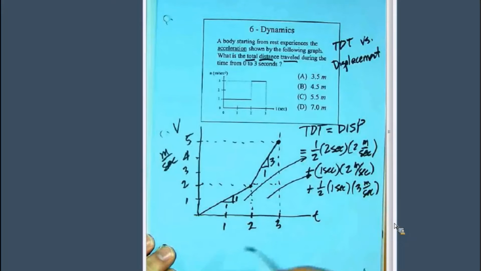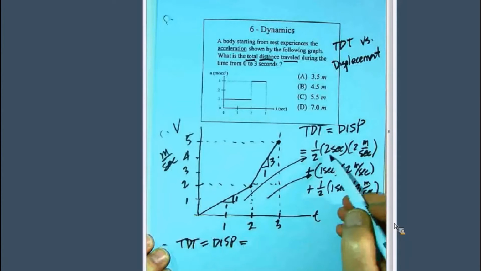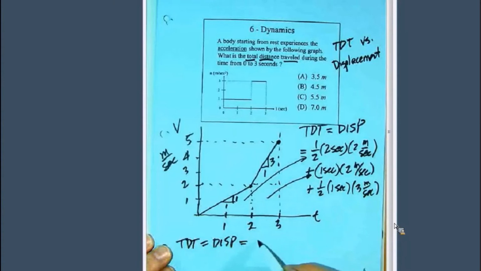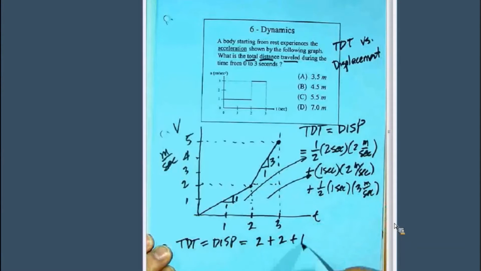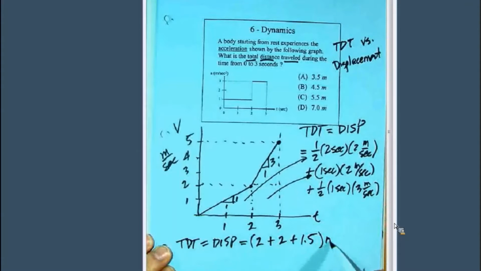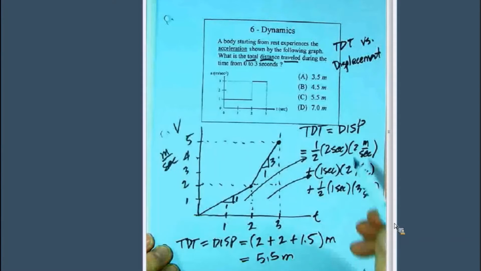So we have our TDT, which equals the displacement for this particular problem. The first one is 1/2 times 2 times 2, which is equal to 2, so that's going to be 2 meters. All these are in meters. So 2 plus the second one, which is 1 times 2, so that's another 2. And then the third one is 1 times 1 times 3, half of 3, which is 1.5. All of those are meters, and they equal 5.5 meters, and that is answer C.